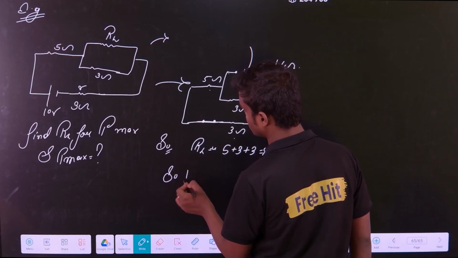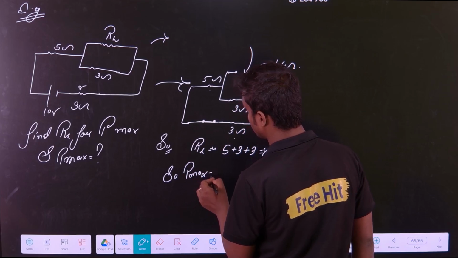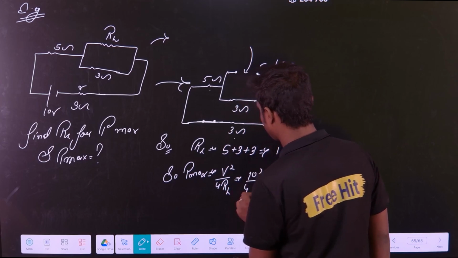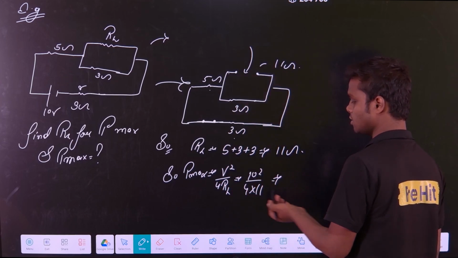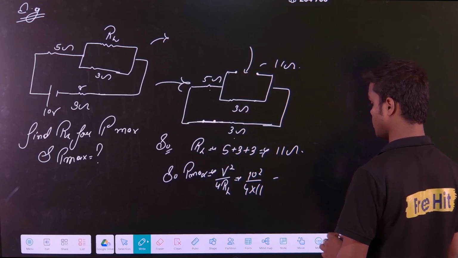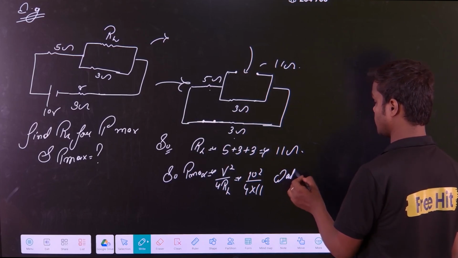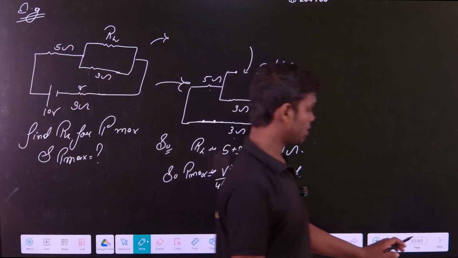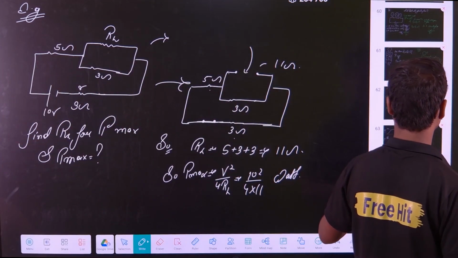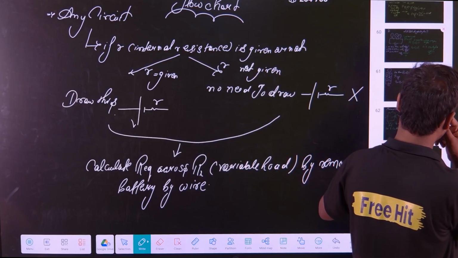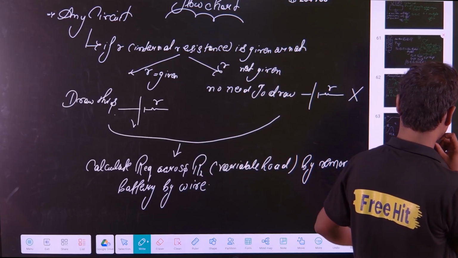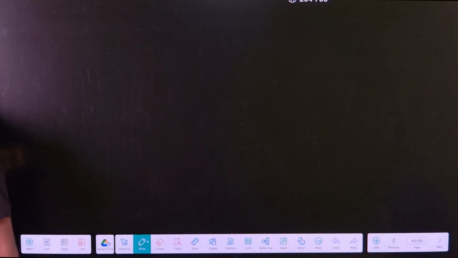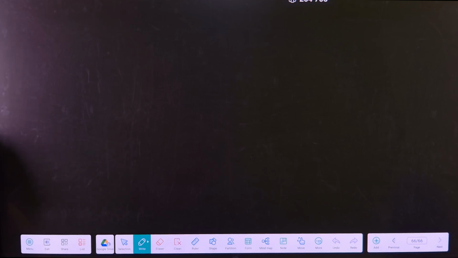So what is my P max? P max is V square upon 4 times RL. What is the V value? We have 10 volt, divided by 4 into 11. So you will calculate something, this much watt. Clear? So this is how we apply the maximum power transfer theorem. That is a simple step. If you remember it, you can solve all the questions, whatever type of questions are there in your syllabus. That is not a big problem for you. Clear?